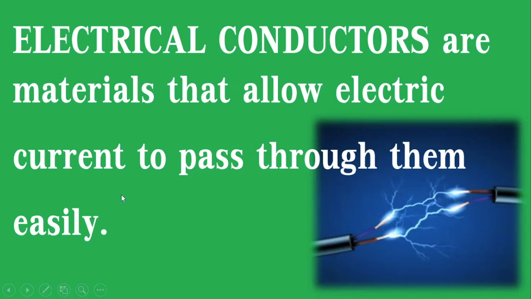All right? So pause the video, please. Open your copybook and write down the definition of electrical conductors. Electrical conductors are materials that allow electric current to pass through them easily, okay? Pause the video, write down the definition in your copybook. When you finish writing, please push the play button and continue our lesson, all right? Okay, electrical conductors are materials that allow electrical current to pass through them easily.